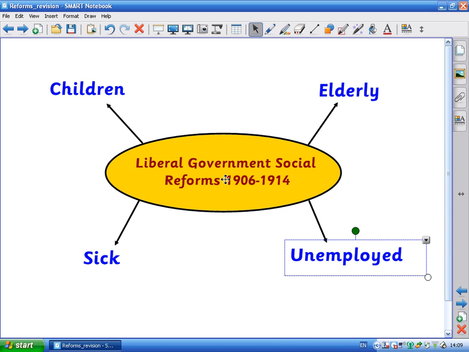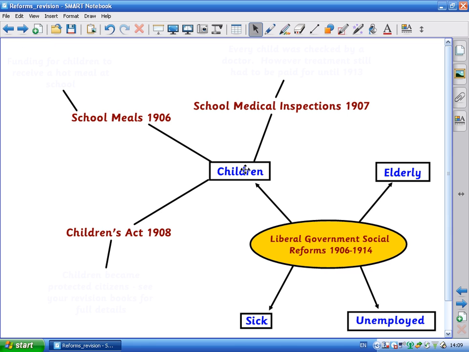So what I'm going to do is take each area now and go through some of the acts, not all of them, just a few, and some of the important facts that you need to know about them. So let's start with children.